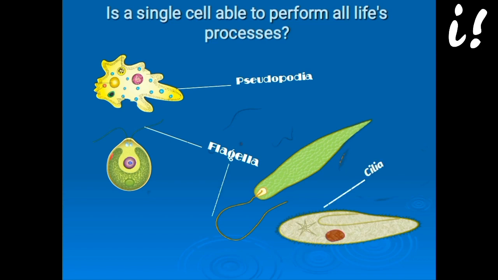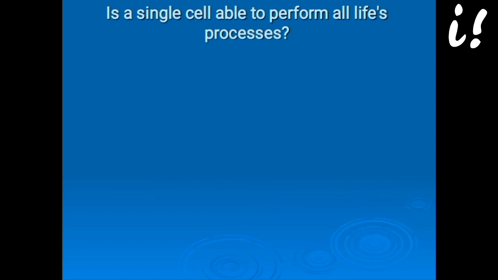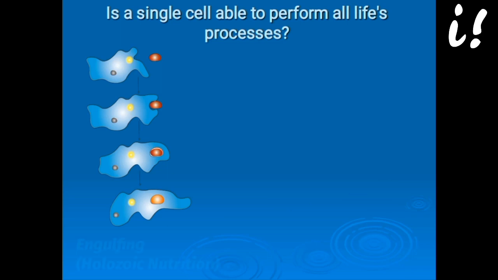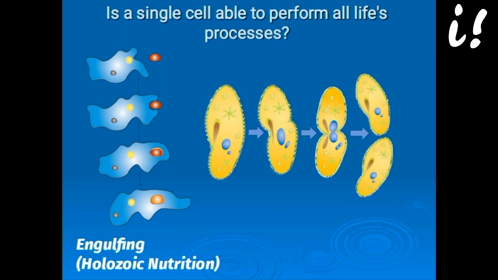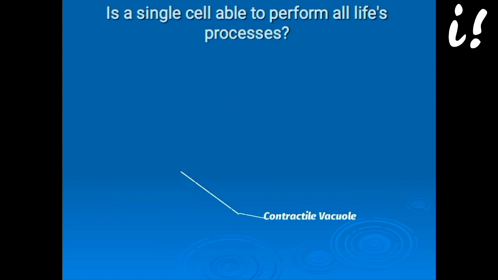Cilia is the movement organ in paramecium. Amoeba feeds by engulfing. Paramecium reproduces by binary fission. So also is amoeba. Feeding in amoeba and paramecium is through the food vacuole, and excretion is through the contractile vacuole.